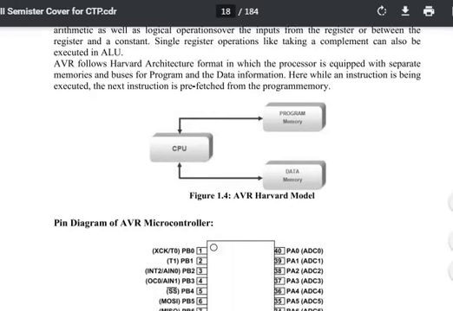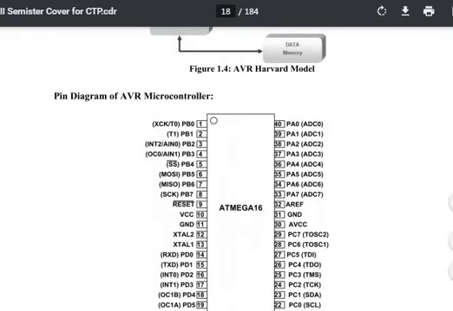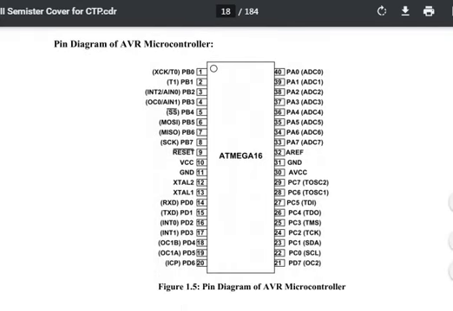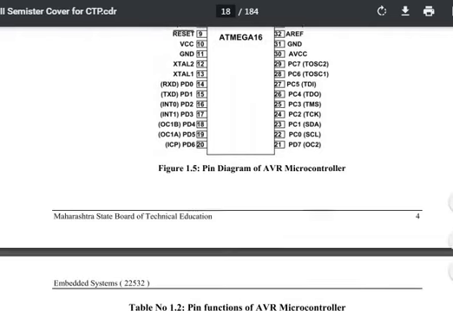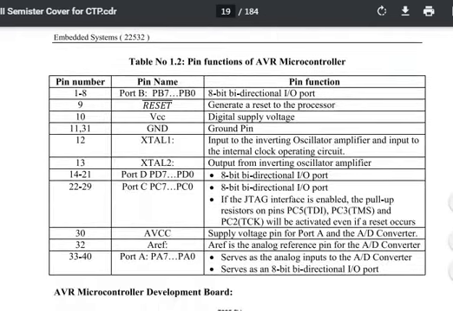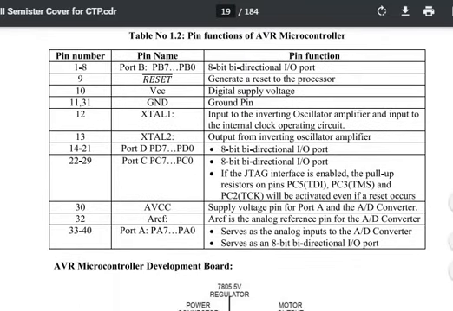Pin diagram of the AVR microcontroller: it has 4 parallel IO ports available, that is port A 8-bit, port B 8-bit, port C 8-bit and port D 8-bit. Next we see the pin functions of the AVR microcontroller. Pin number 1 to pin number 8, that is PB0 to PB7, is an 8-bit bidirectional input output port.